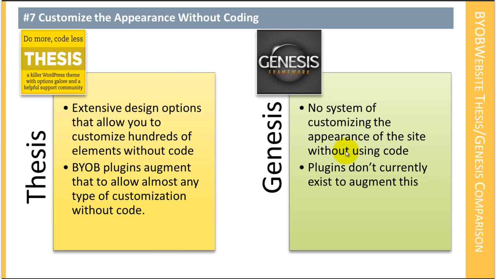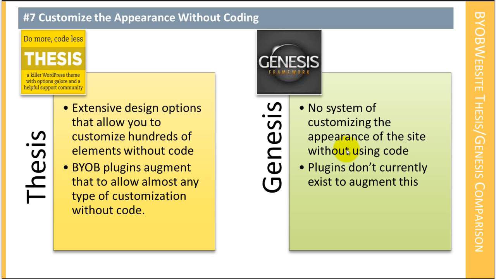Having no system of customizing without using code means you have a fairly simple system you have to learn in order to make the site look polished, right? You select a child theme that you like, and it has a limited number of customization options, and you follow the instructions for that child theme, and you have a very polished looking site very quickly. You don't have to make a whole bunch of decisions in order to make that work.